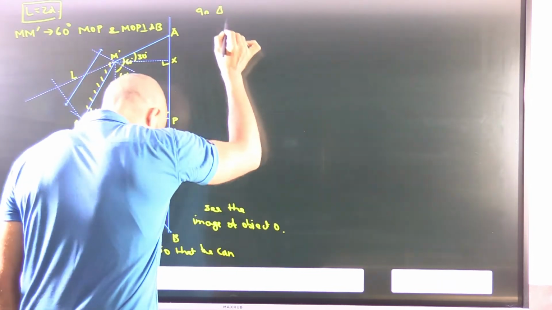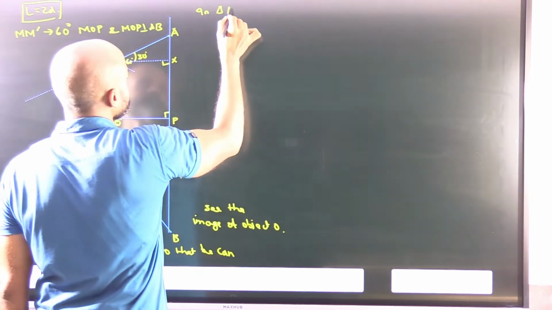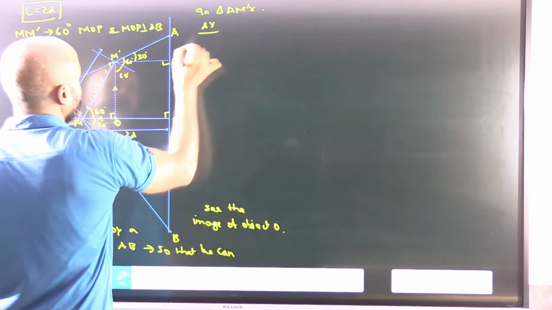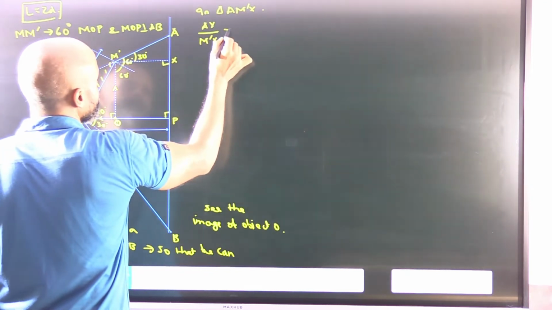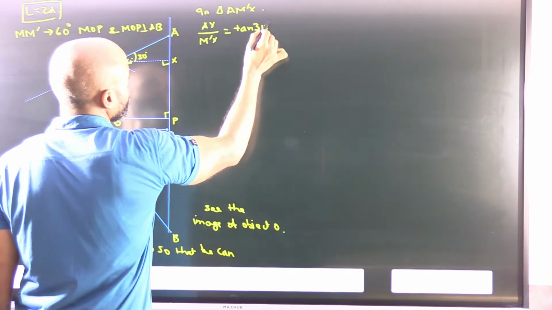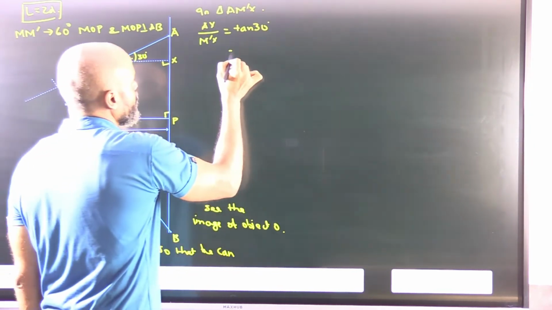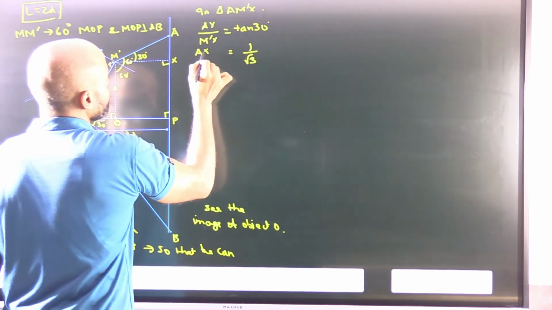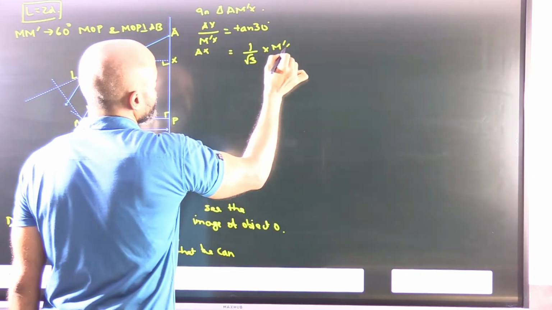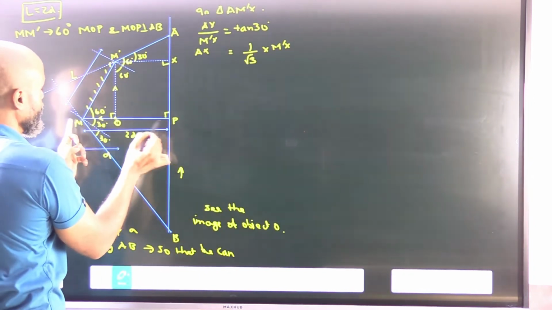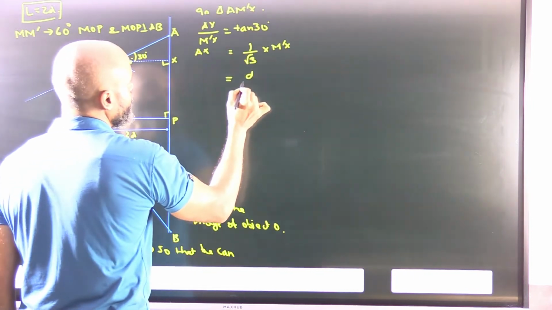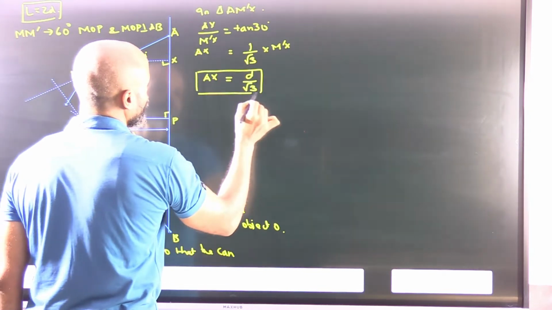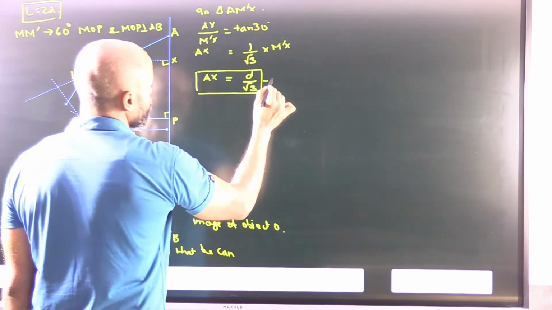So in triangle AMX, we can say that AX upon MX is equal to tan of 30. Simple trigonometry. Tan of 30 gives you 1 by under root 3. So AX will be this into MX. Now look at what MX is. This will be 2D minus D. So MX will be D, and AX becomes D by under root 3. Let's say this is equation 1.